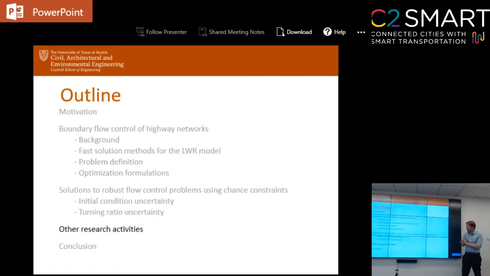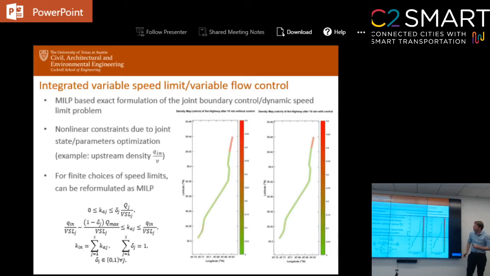What I wanted to show now are other research activities of the group that are related to what we're interested in. Again, we are mostly interested in robotics, control systems, and control of distributed parameter systems. One of the works that we have started with my student Suyash Vishnoi is to get a framework for solving the joint boundary control problem and the speed limit control problem.